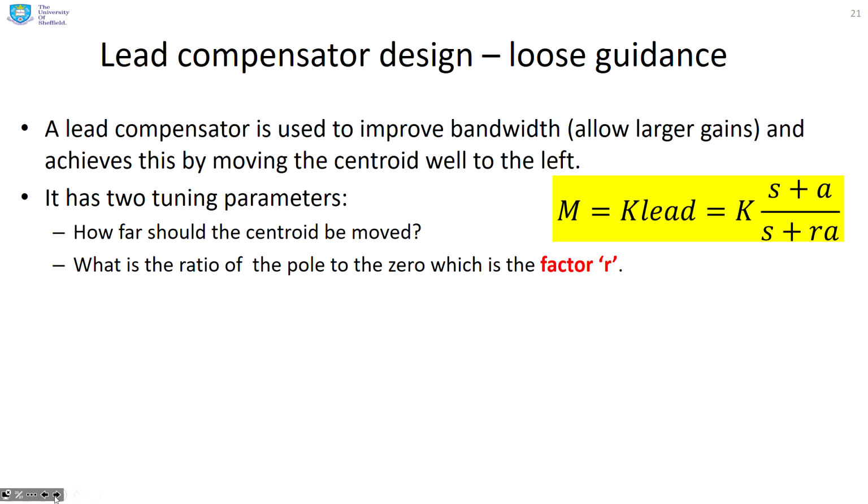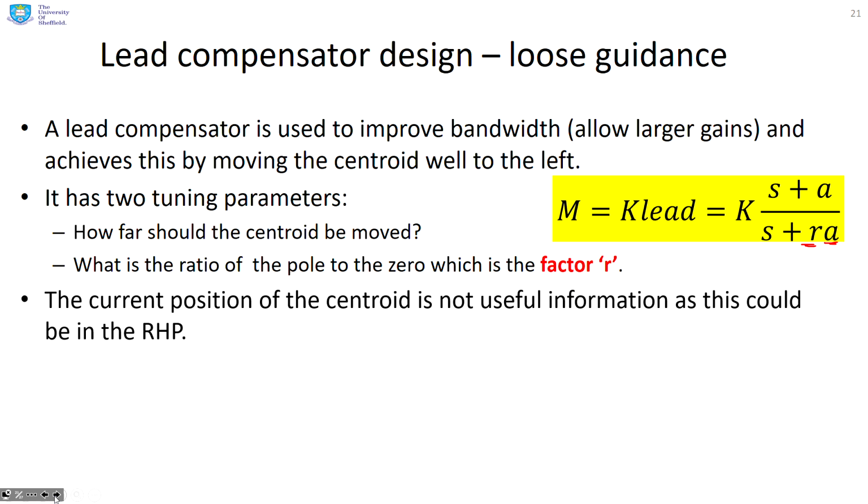So now we need some loose guidance for designing a lead compensator. So we've got 2 tuning parameters, basically R and A. Okay, so how far should the centroid be moved, and what is the ratio of the pole to 0, which is this factor R? The current position of the centroid in the existing root loci is not actually useful information, because the centroid itself might be in the right half plane, or it might be in a poor position, so please don't use the centroid itself.